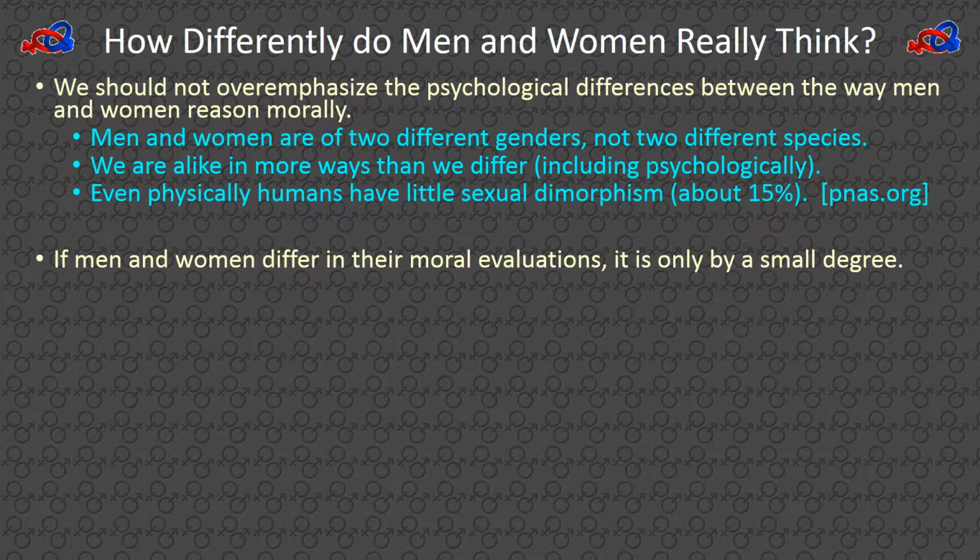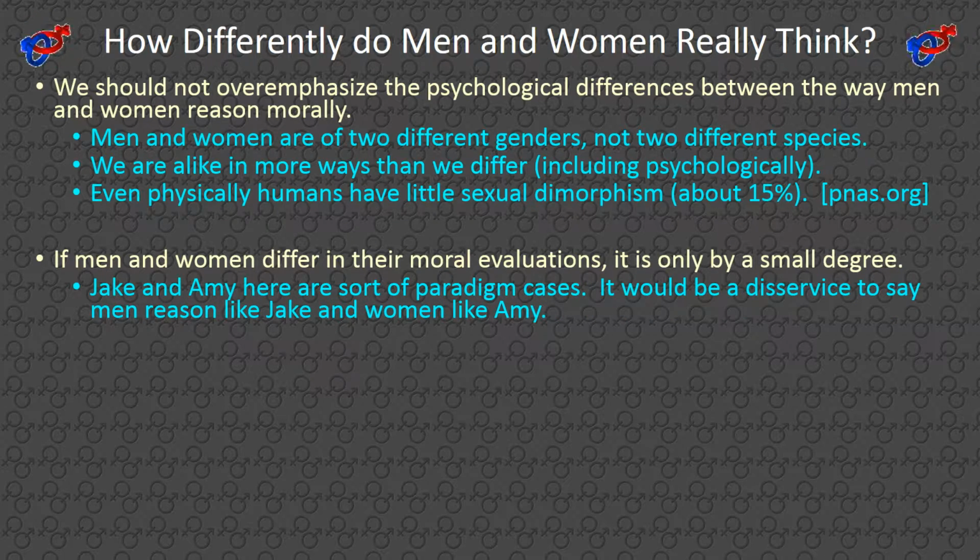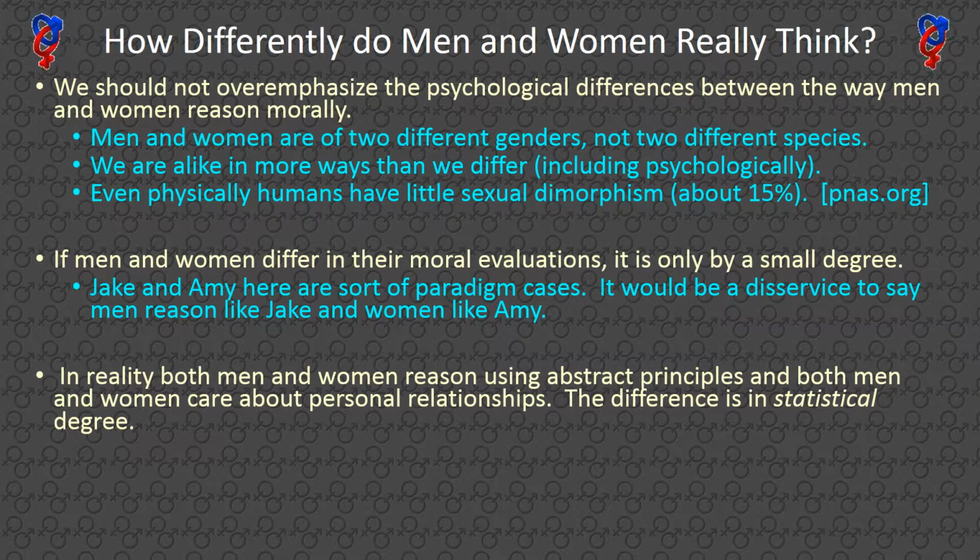If men and women differ in their moral evaluations, they likely only do so by a small degree. Saying that men reason like Jake and women reason like Amy would be a disservice, even if one granted that there were biological differences behind moral reasoning. Jake's reasoning represents one sort of paradigm case, and Amy's another kind of paradigm case. In reality, when both men and women reason about everyday moral issues, they are both concerned with principles and with personal relationships, with abstract impartiality and caring. And often these views are at war within us. It is philosophers who tend to evaluate and rank these things and say which ones should be more important.